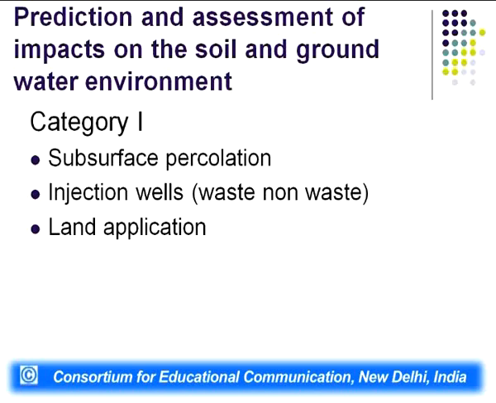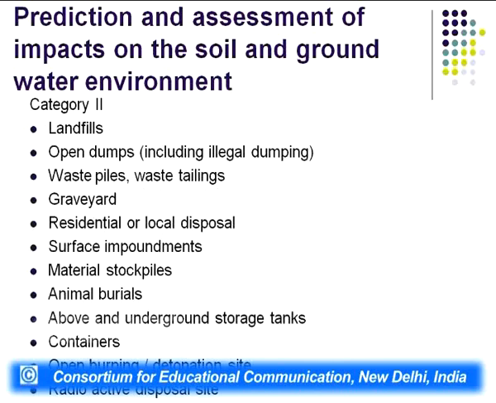Now, prediction and assessment of impacts on the soil and groundwater environment. It involves some categories. In category 1, we will have to find out the surface percolations, injection wells, waste or non-waste, then land applications. In category 2, we will have to find out the landfills, open dumps including illegal dumping too, waste piles, waste tailings, graveyards, residential or local disposal, surface impoundments, material stockpiles, animal burial, above and underground storage tanks, containers, open burning, detonation sites, radioactive disposal sites.